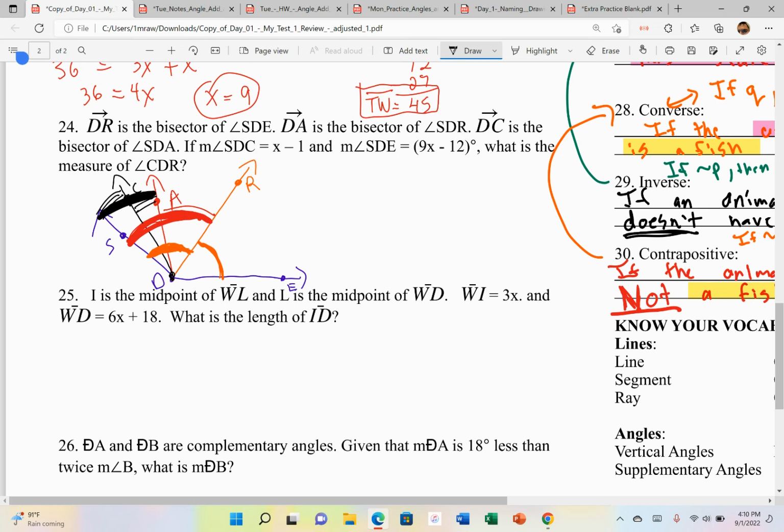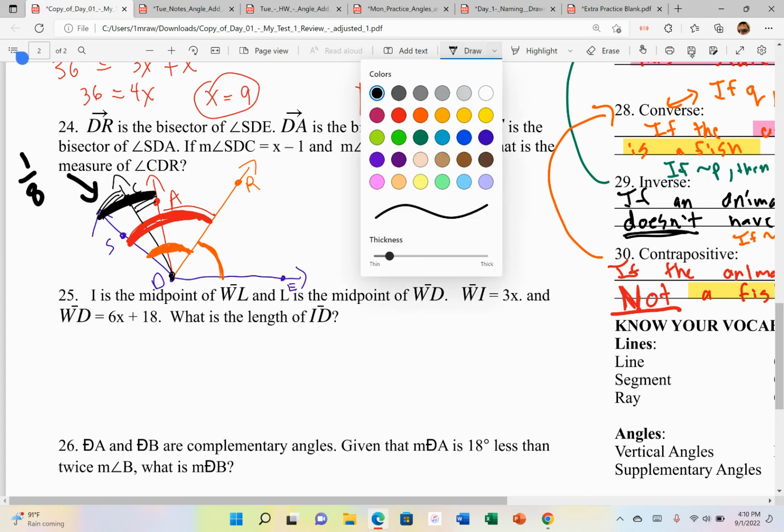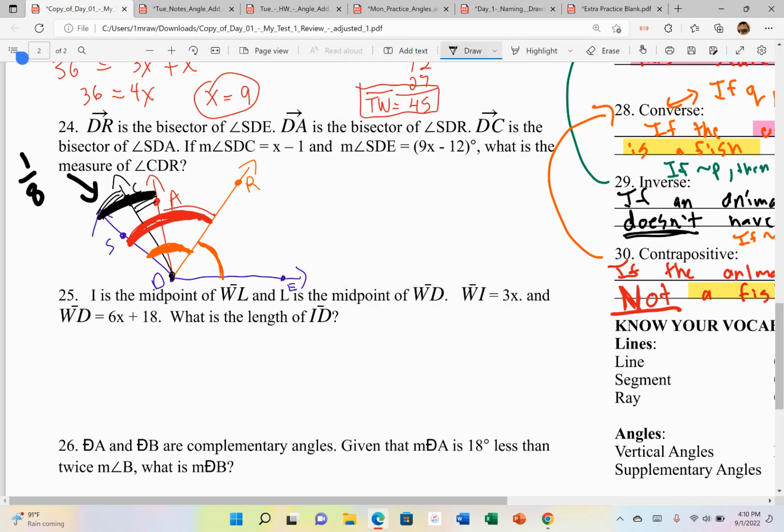Half of a half is 1/4. Half of 1/4 is 1/8. So this angle right here is 1/8 the whole entire angle. Right? I know it's really hard to see. Okay. So if angle SDC, that's this small angle right here. That's this one right here. Right? This small one right here.